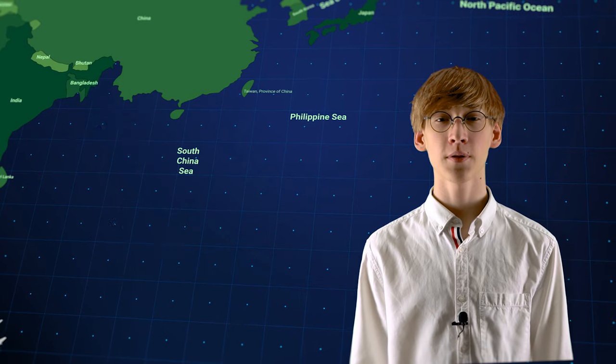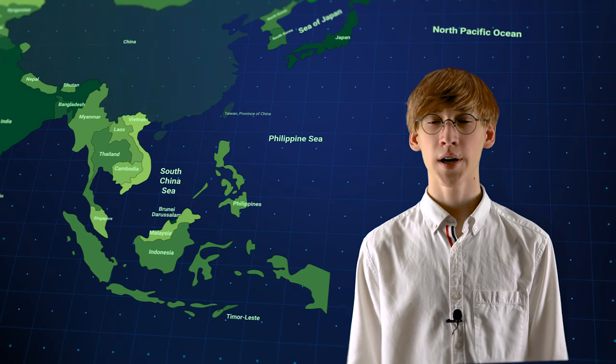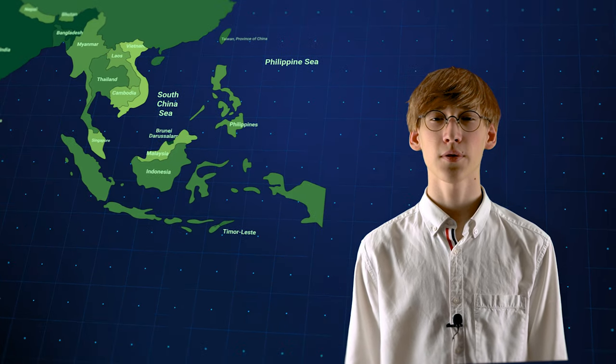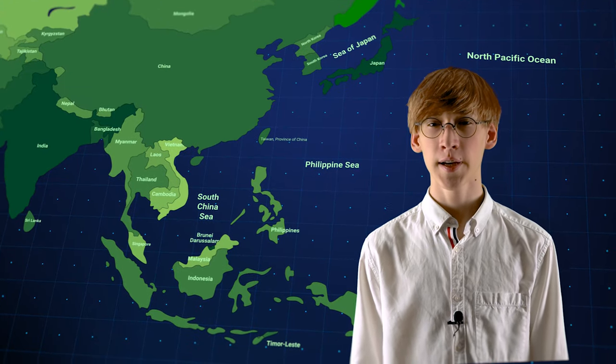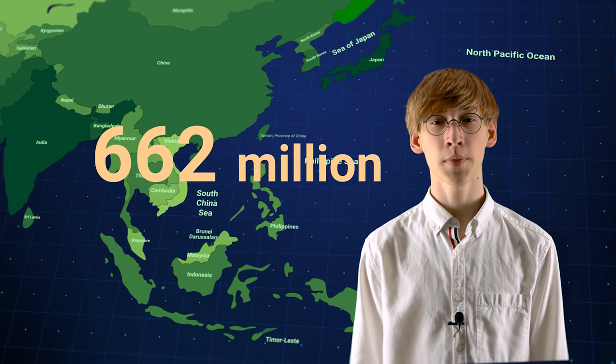Southeast Asia refers to the part of Asia that includes the Indochinese Peninsula and the nations of Maritime Southeast Asia. The region is situated in the southeast part of the continent, south of China, east of India, and north of Australia. According to the United Nations Population Division, approximately 662 million people live in Southeast Asia: Brunei Darussalam, Cambodia, Indonesia, Laos, Myanmar, Thailand, Timor-Leste, Malaysia, Philippines, Singapore, Vietnam.